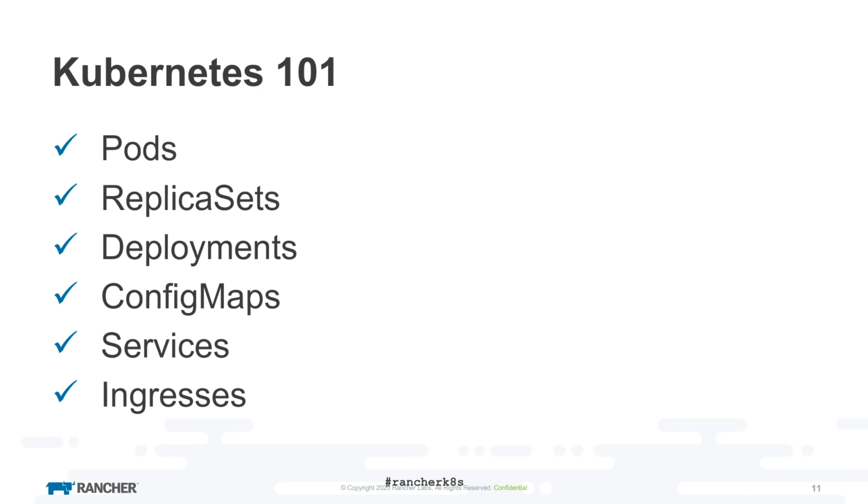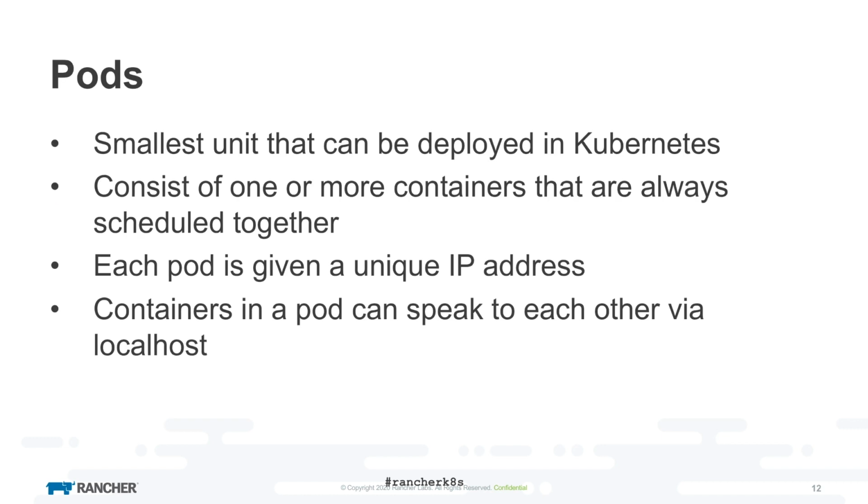You might go down the path of learning how to do persistent storage, or there's any number of places you can go in your Kubernetes journey, but all of them start with these things: pods, replica sets, deployments, ConfigMaps, services, and ingresses. A pod is the smallest unit of thing that you can deploy in a Kubernetes cluster.